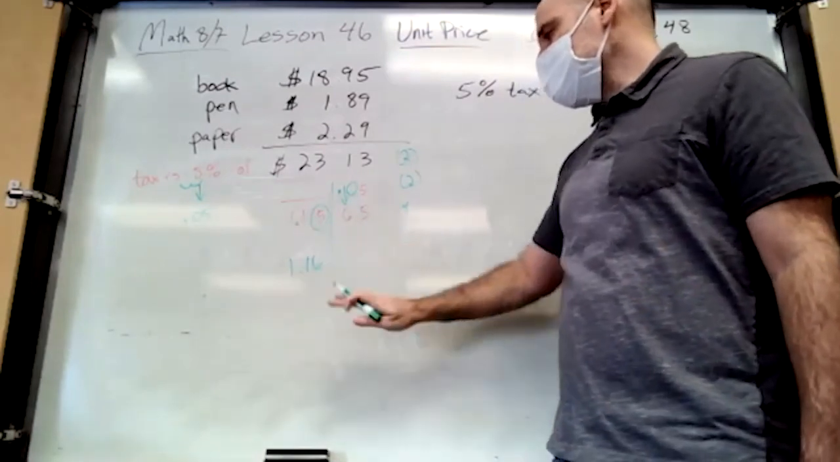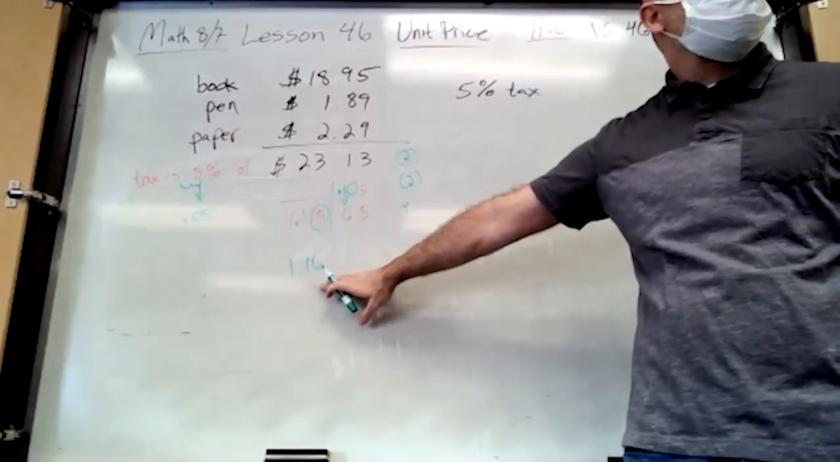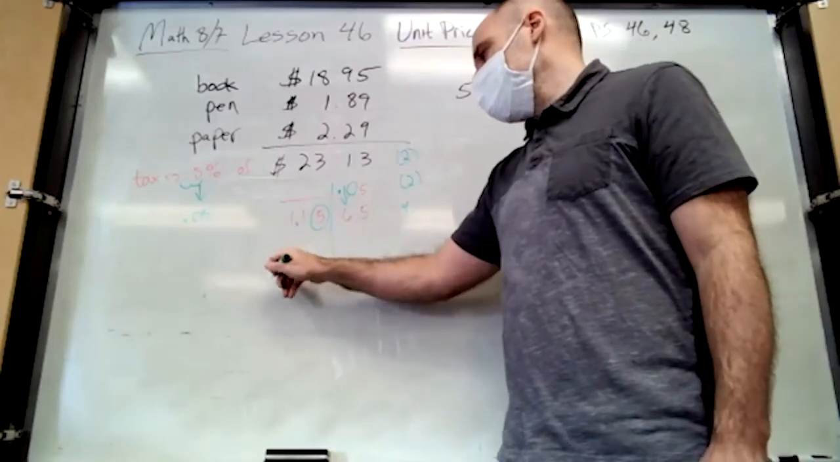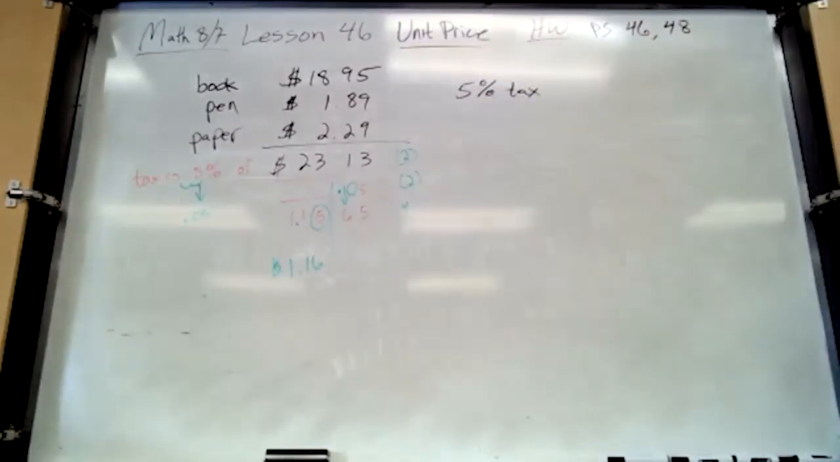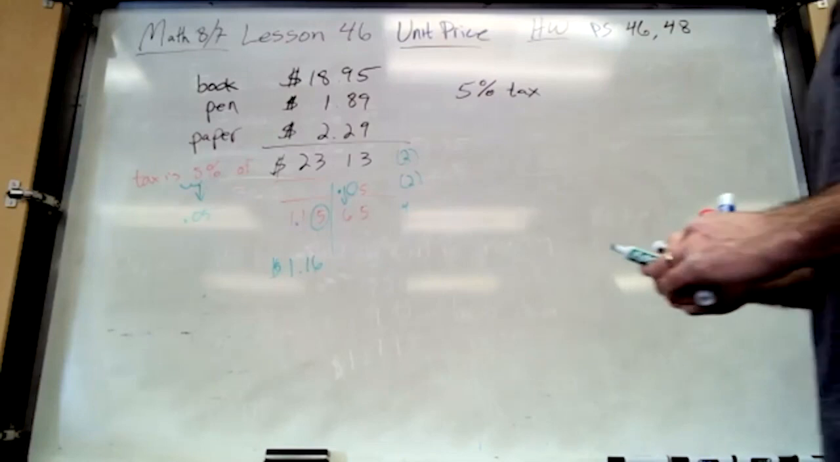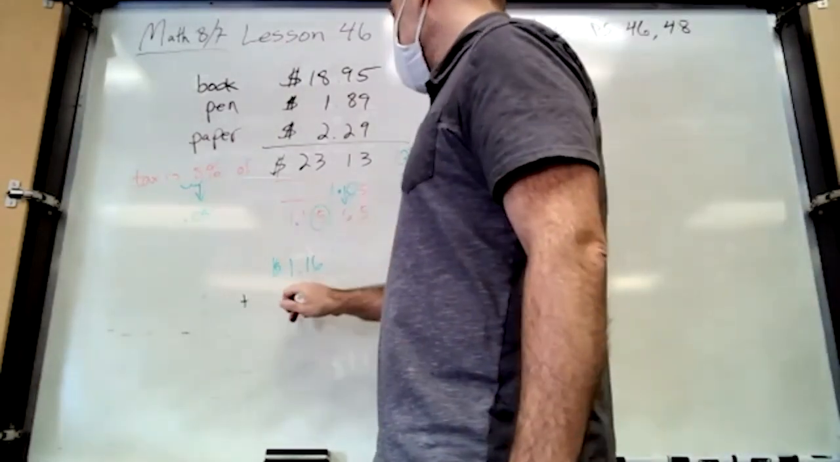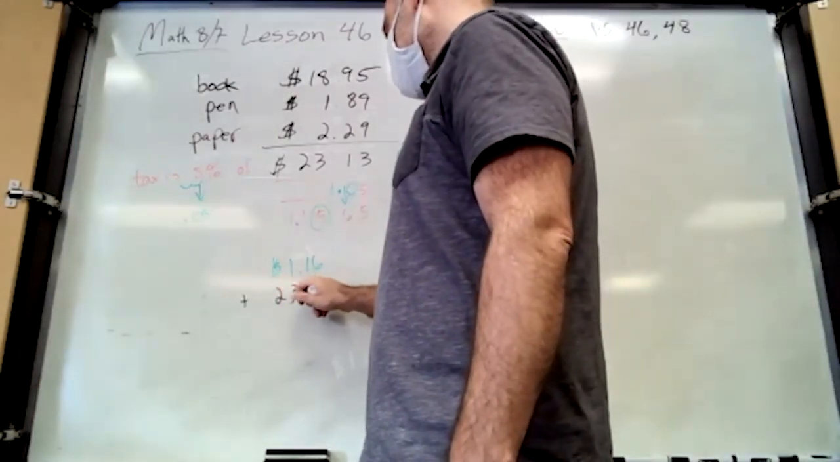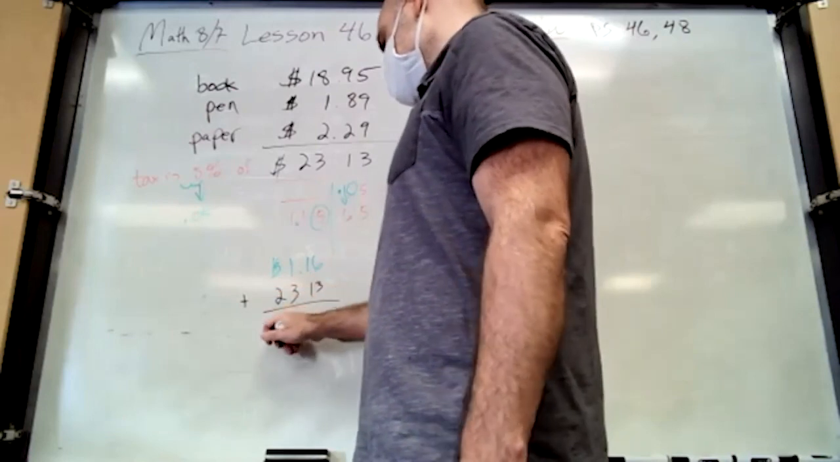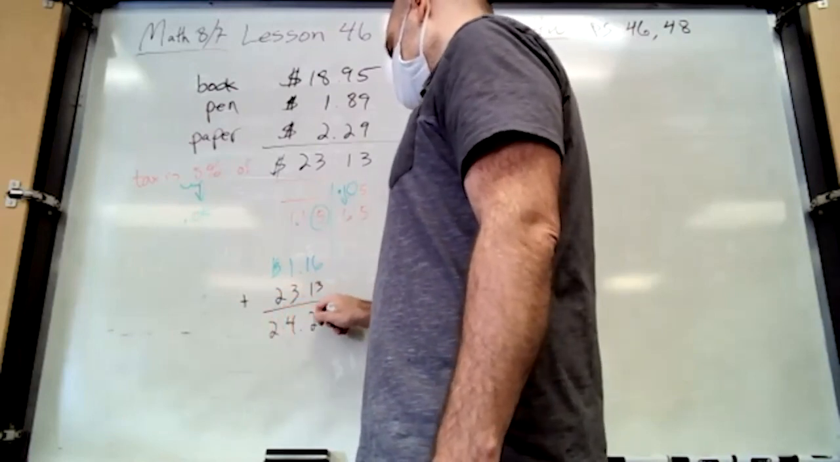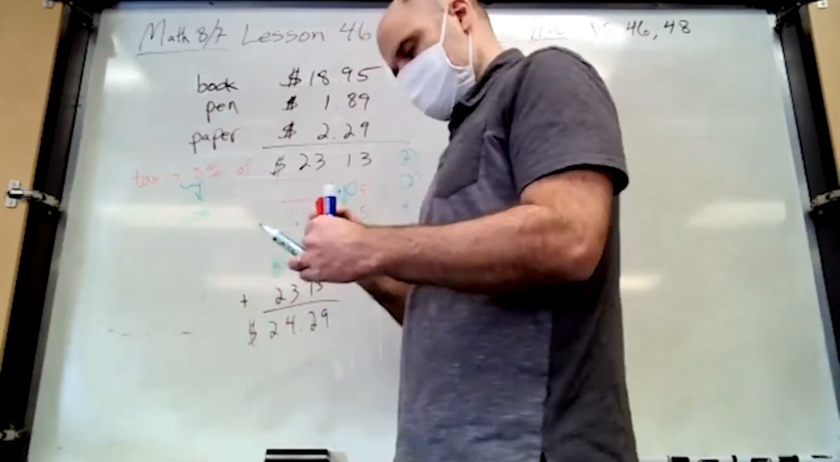Nothing wrong with that. So is this your final answer? $1.16? That's just the tax. You have to add it to the actual price tag, which is $23.13. And the answer should be $24.29. Good job.